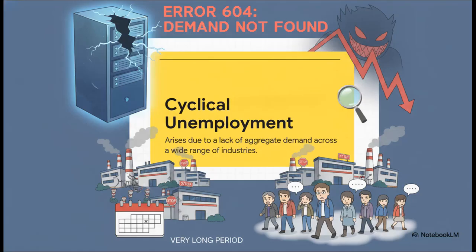And then we have the final, most terrifying villain, cyclical or demand-deficient unemployment. This is essentially a total system failure, a server crash. It happens when there is a widespread lack of aggregate demand across the entire economy. A recession hits, consumers stop buying stuff, so companies stop making stuff, which means they completely stop hiring and start firing workers across multiple different industries all at once. It can affect millions and drag on for a really long time.